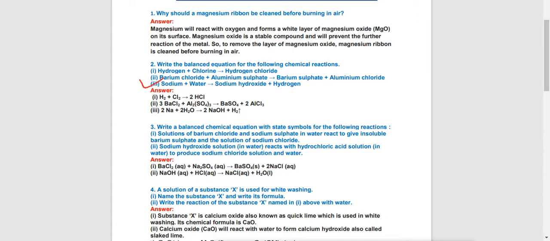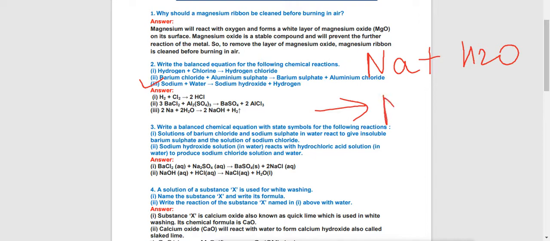The third question is sodium plus water. So what is the symbol of sodium? It is Na. And what is the formula of water? It is H2O. Now sodium will combine with water. Metal is combining with water. We will get sodium hydroxide, NaOH. Along with that we are getting hydrogen gas, H2. Now we have to balance this equation. 2 atoms of hydrogen on this side, 2 atoms of hydrogen on this side.